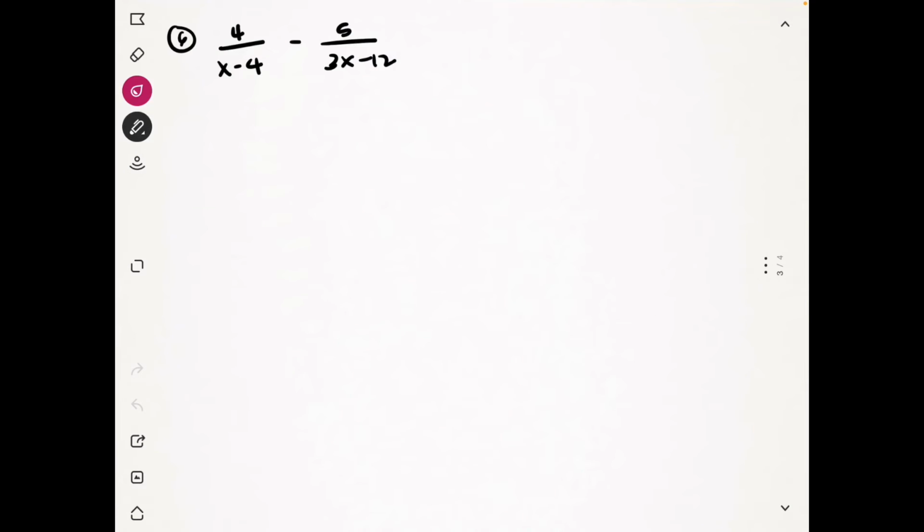Okay, next one. So 4 over x minus 4 minus 5 over 3x minus 12. So remember, the first step is to factor. And in this case, we can factor the 3x minus 12 because they have common factors. So the first thing is going to be the same. But the second fraction is going to be 5 over, we're going to factor out the 3. What's left over is our x minus 4.